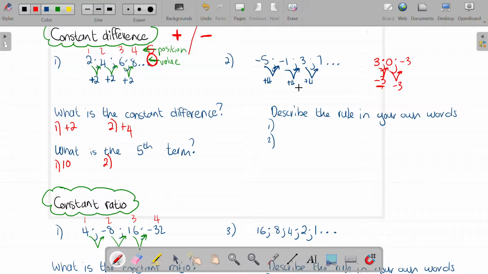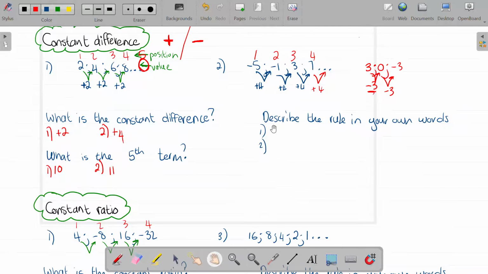For question number 2, the fifth term, there's 4 terms here, remember? Term 1, 2, 3, and 4. The fourth term number would be 7, sorry. So then if we plus 4 again, we would get our fifth term. So that would be 11. Okay, guys, so it's pretty straightforward.